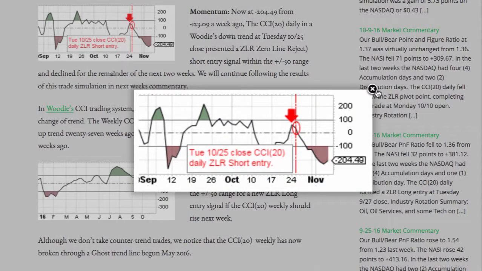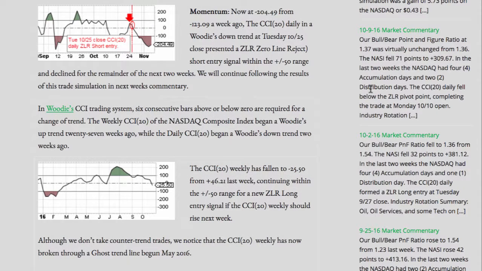Momentum, now at a negative 204.49 from a negative 123.09 a week ago. The CCI 20 daily, in a Woody's downtrend at Tuesday 10:25 close, presented a zero-line reject short entry signal within the plus or minus 50 range and declined for the remainder of the next 2 weeks. We will continue following the results of this trade simulation in next week's commentary. In Woody's CCI trading system, 6 consecutive bars above or below 0 are required for a change of trend.